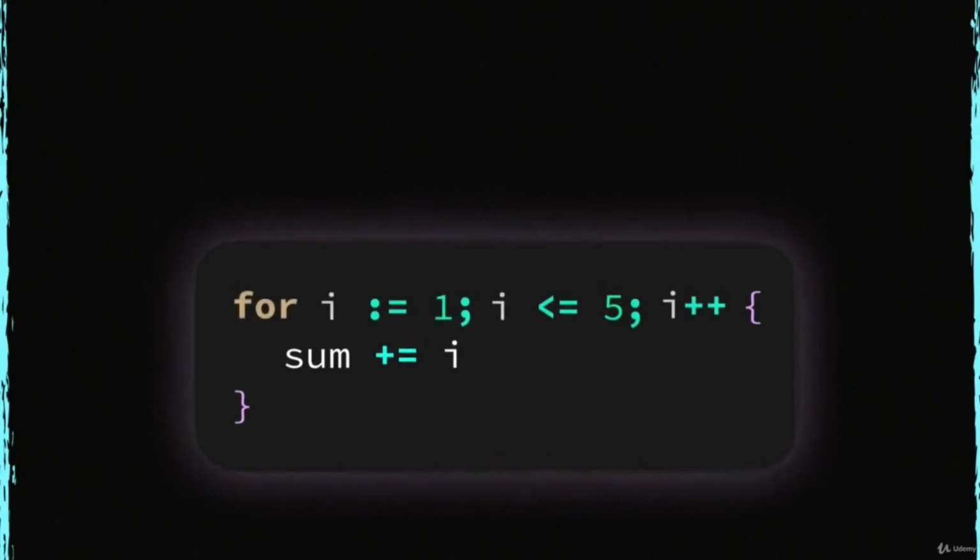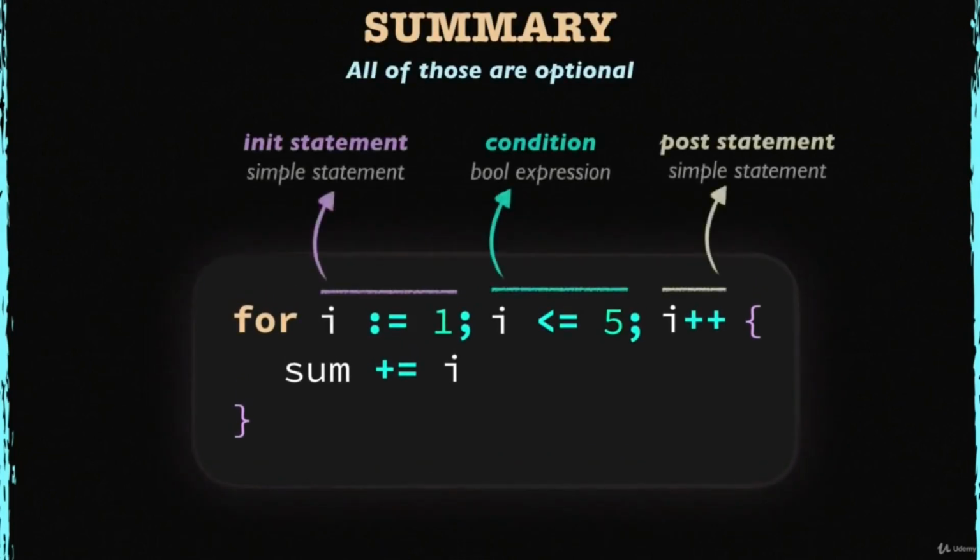Okay, let me summarize. It first short declares the I variable and assigns 1 to it in the initialization only once. Then in its condition expression, it checks whether the I variable is less than or equal to 5. At the beginning, it's 1, so the loop starts. Then Go runs the for statement's block, which in turn adds the I variable to the sum variable. Then it executes the post statement, which in turn increments the I variable. And it repeats this until the I variable becomes greater than 5.